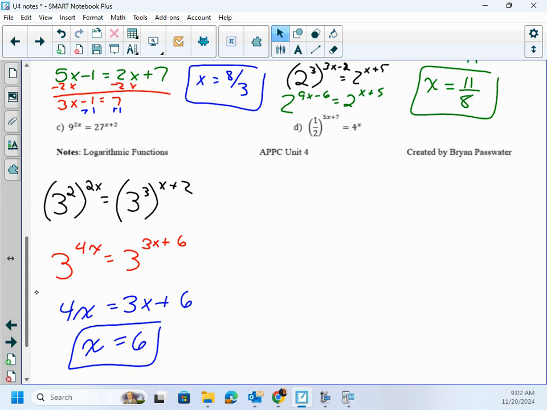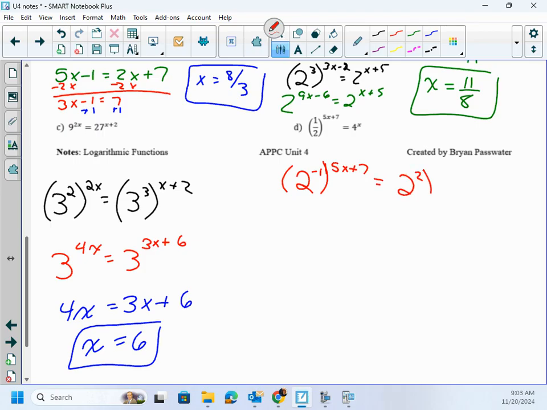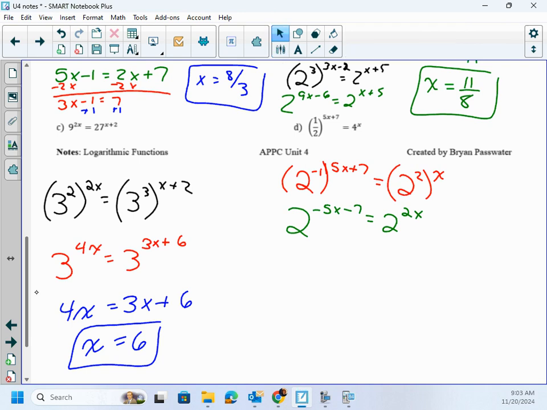1/2 and 4 are not the same, but I can rewrite them both as 2 to a power. 1/2 is 2 to the negative 1 power. So I need you to recognize that 1/2 is 2 to the negative 1 power, and 4 is 2 to the second power. Again, always look for what base you can write them both in. So 2 to the negative 5x minus 7, and 2 to the 2x. Okay, they have the same bases. Now I can just ignore the bases and just write the exponents.